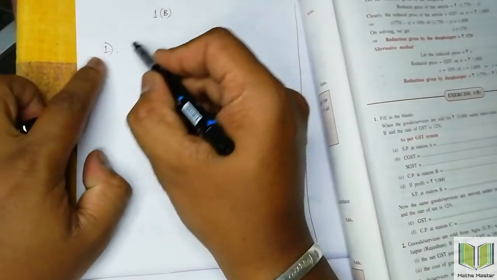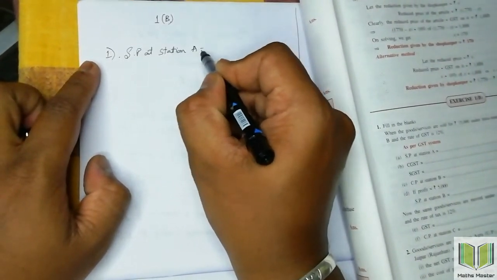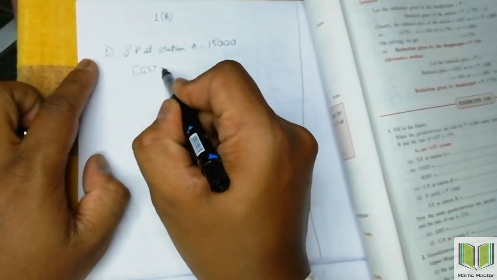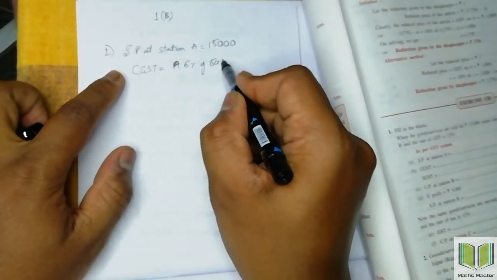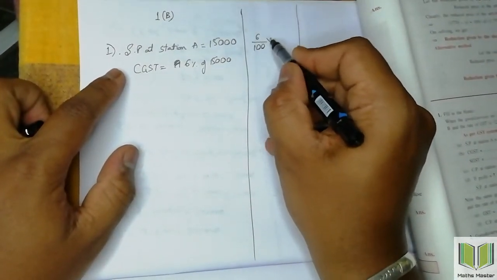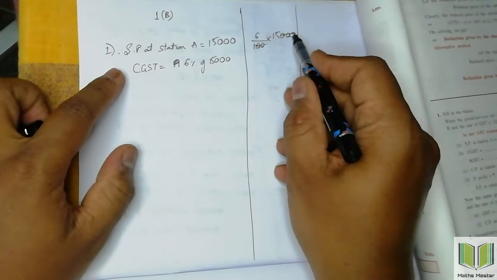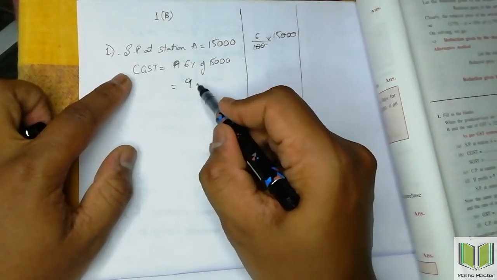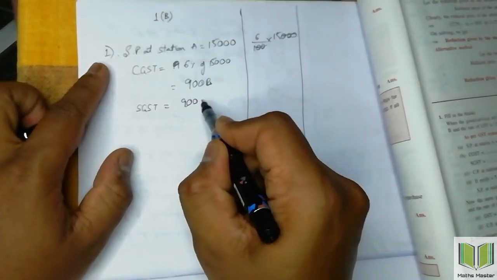First thing first, SP at station A will be equal to 15,000. They have given that in the question. Now CGST will be equal to 6% of 15,000. Like always, make a marking. 6% of 15,000 will be equal to 150 times 6, 15 times 6 is 90, so 900 rupees. So SGST is also equal to 900 rupees.